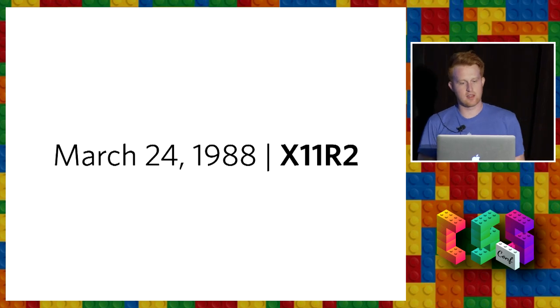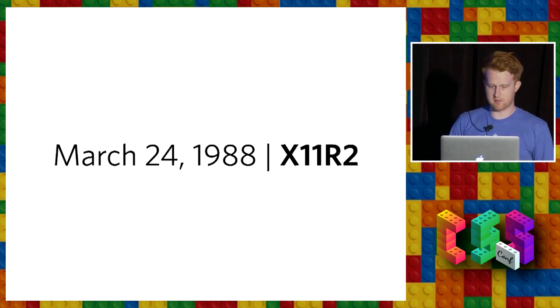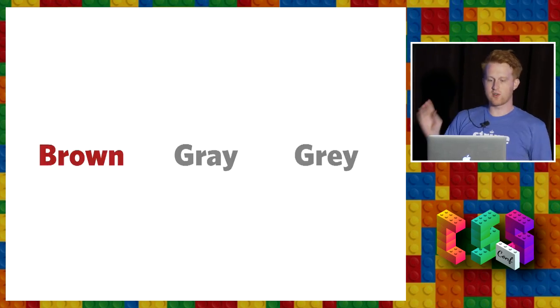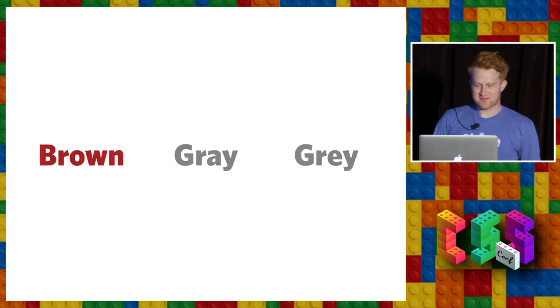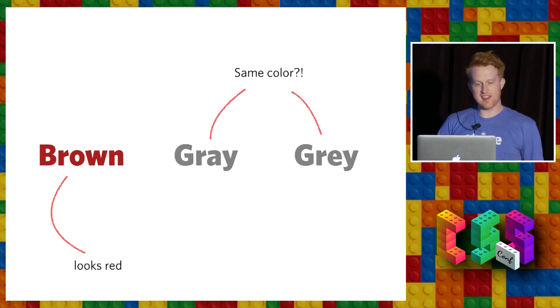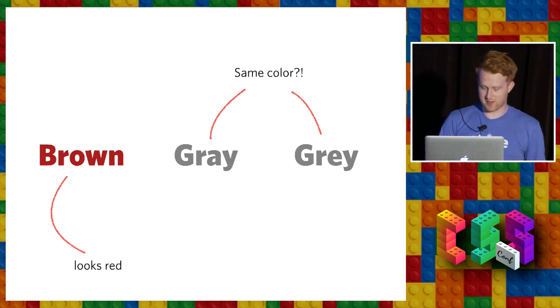So March 24th, 1988, 7 months after the first release, very close to my birthday. It's March 13th for those of you with pens and paper. It was a huge release for colors. We added 3 new colors: brown, gray, and gray. And you may be thinking, that sounds a lot like a law firm, but these were the colors in X11R2. And you may also be thinking, hey, that brown looks red, and are those grays the same color? The brown is very red, and those grays are the same color.